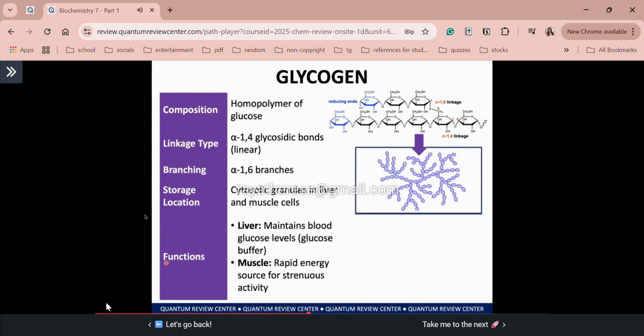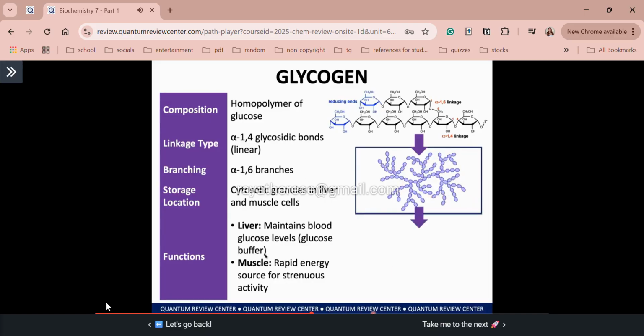So sir, ano po ang functions in your liver and muscle ng glycogen? Class, check. Your glycogen has different functions. So for liver, it maintains blood glucose levels, or we call it your glucose buffer. And on the other hand, kay muscle, it provides rapid energy for strenuous activity. Class, remember, here in our structure of glycogen, ang composition ng glucose is about 120,000 per glycogen unit. And ang branching niya is very frequent. Every 8 to 14 glucose units nag-appear ang alpha 1,6 branching linkage.